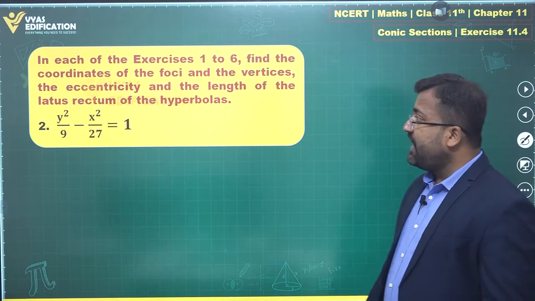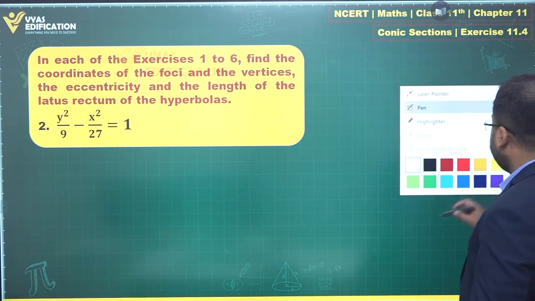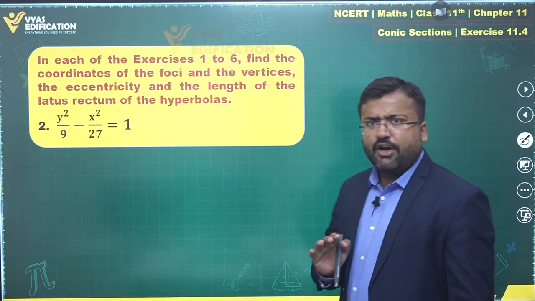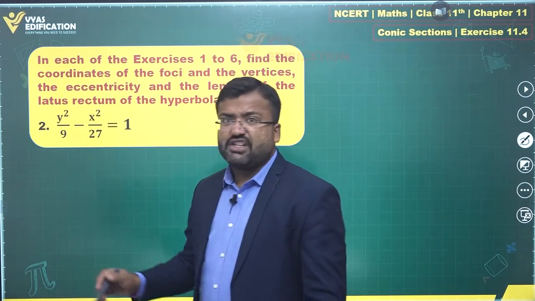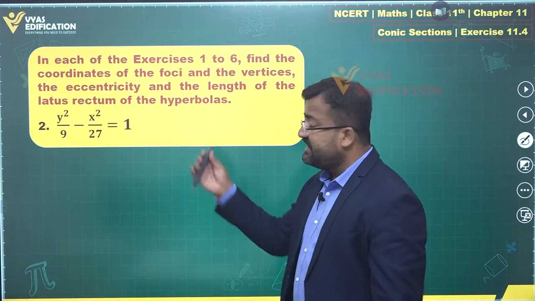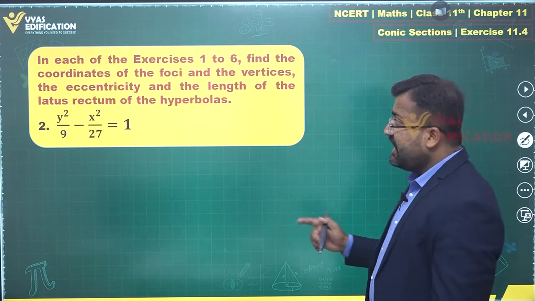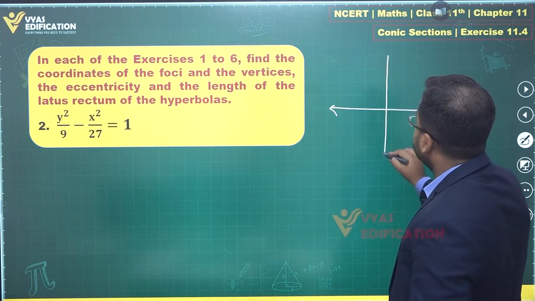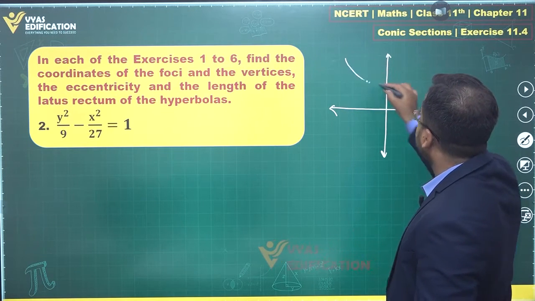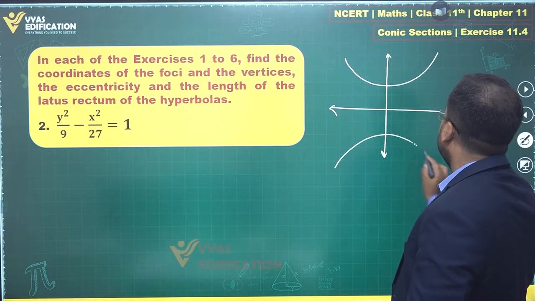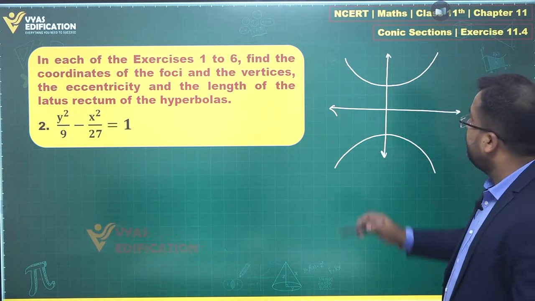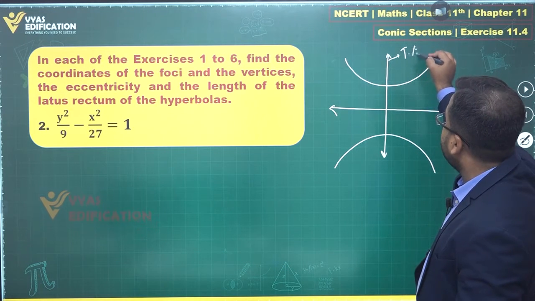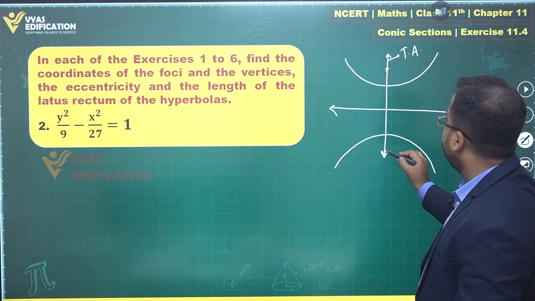In the second question, we have y square by 9 minus x square by 27 is equal to 1. You may observe that the coefficient of y square is positive, and the right hand side has a 1. So the hyperbola will have its transverse axis along the y-axis. The foci will lie on this axis.